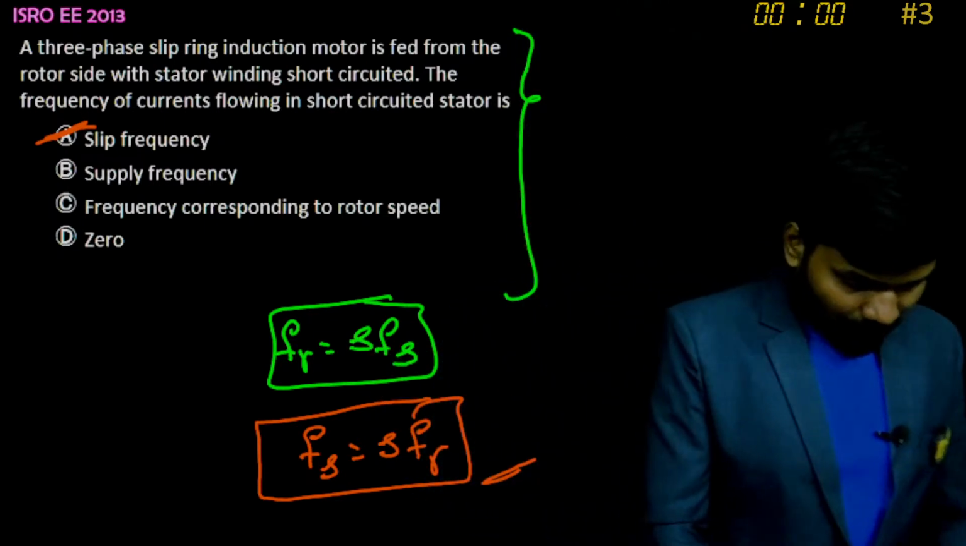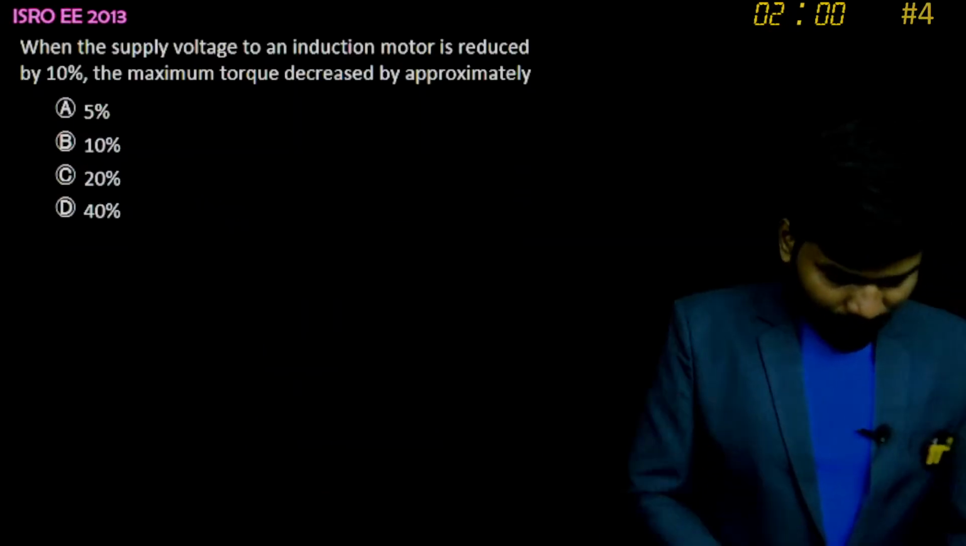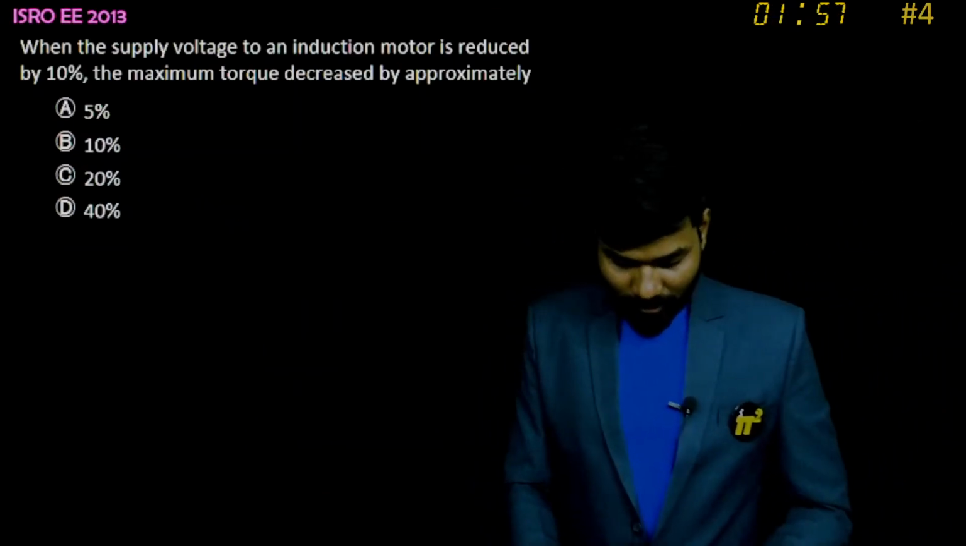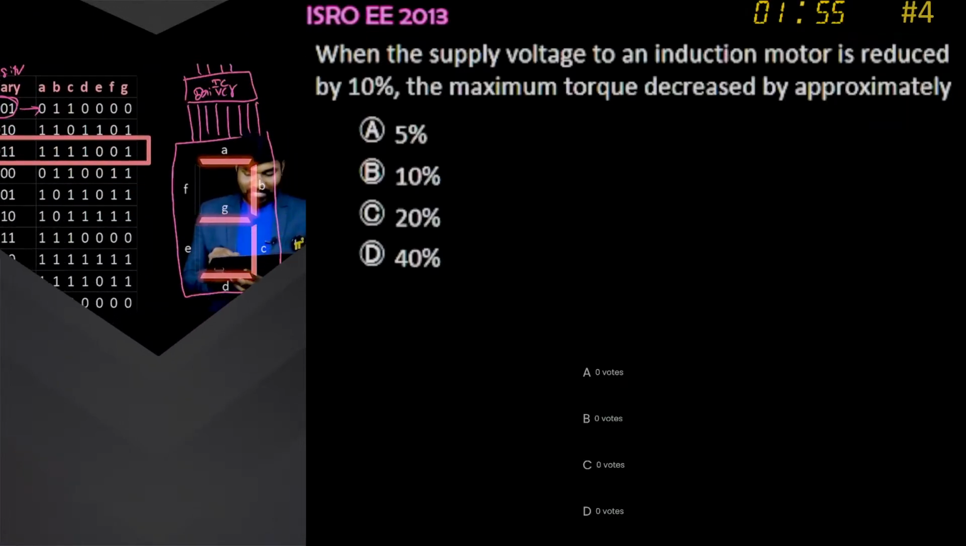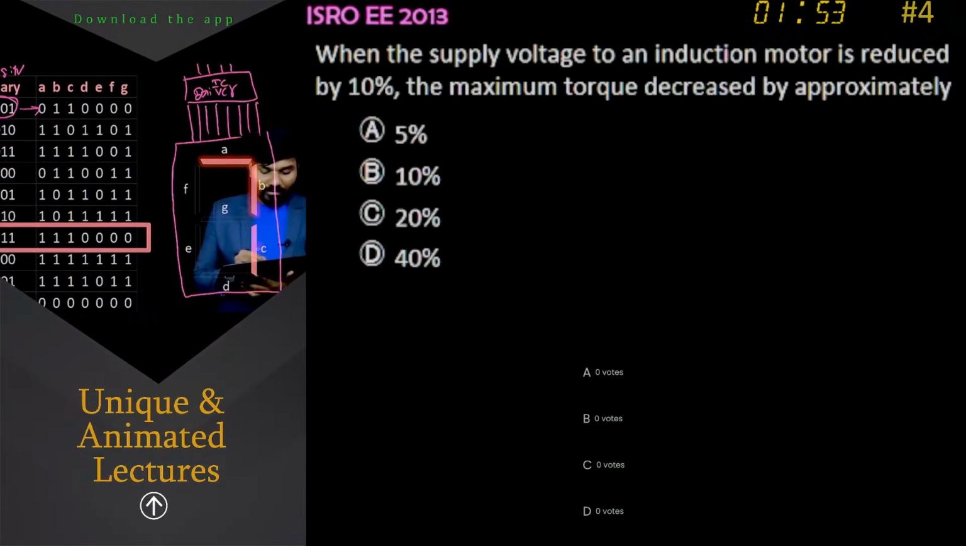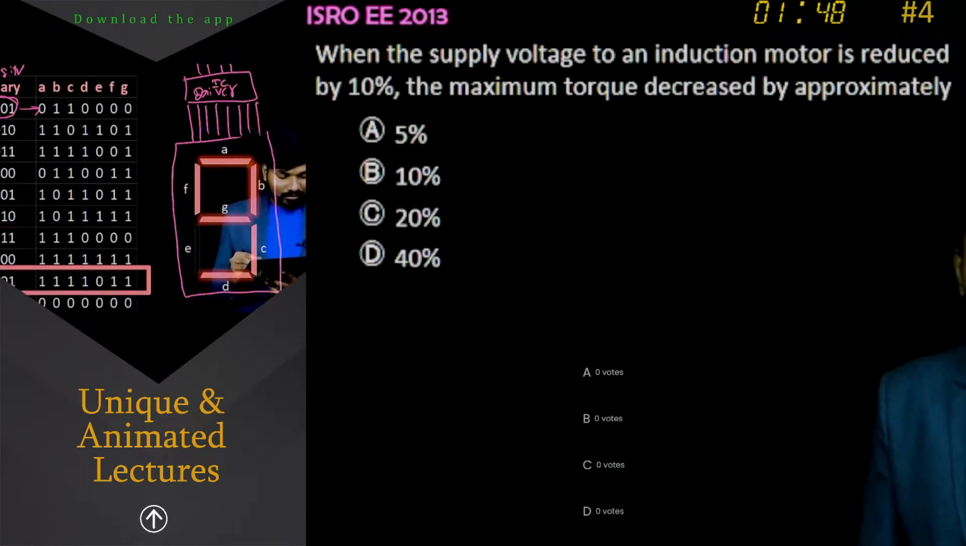Now let's go to the next question. Answer this. Raju is saying, what if the rotor winding is delta connection? Okay, I'll come to that, Raju.